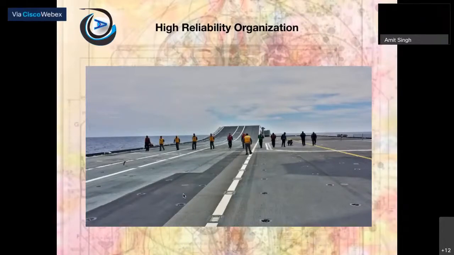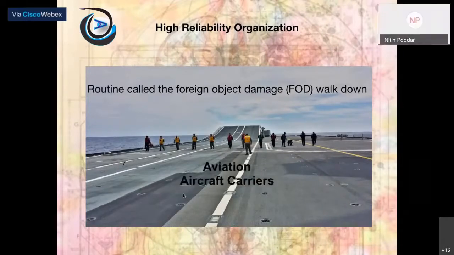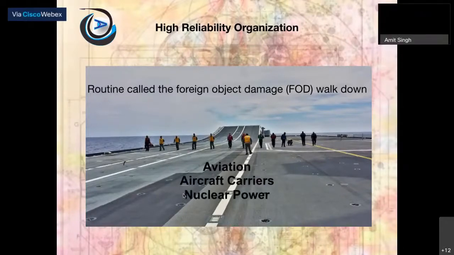So similarly, other high-risk organizations like we have civil aviation and aircraft carriers, nuclear power, oil and gas. These are all high-risk industries. So there is a need for everybody to participate and look at the minutest details. So here they are looking at even small nuts, bolts, pins, needles, whatever has the potential to cause damage.